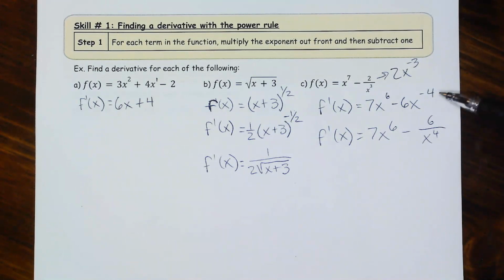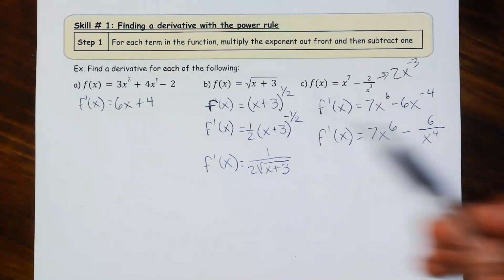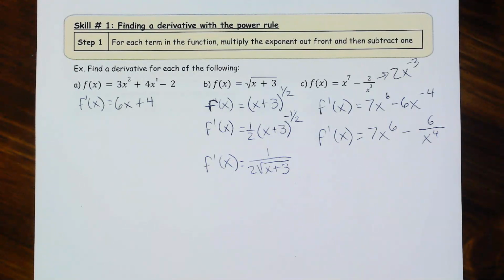Sometimes it'll be easier to leave it in this form, but that's just me rewriting. Both of those are valid derivatives. Same thing with this guy over here. So that's the power rule. Pretty straightforward. Those are the trickiest ones that you could see. But at the end of the day, multiply your exponent out in front, and then subtract 1 from it, and go from there.